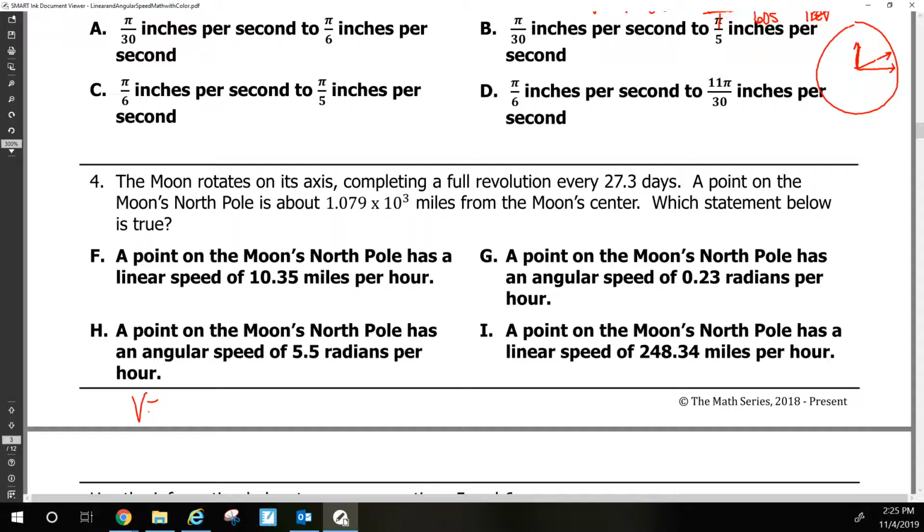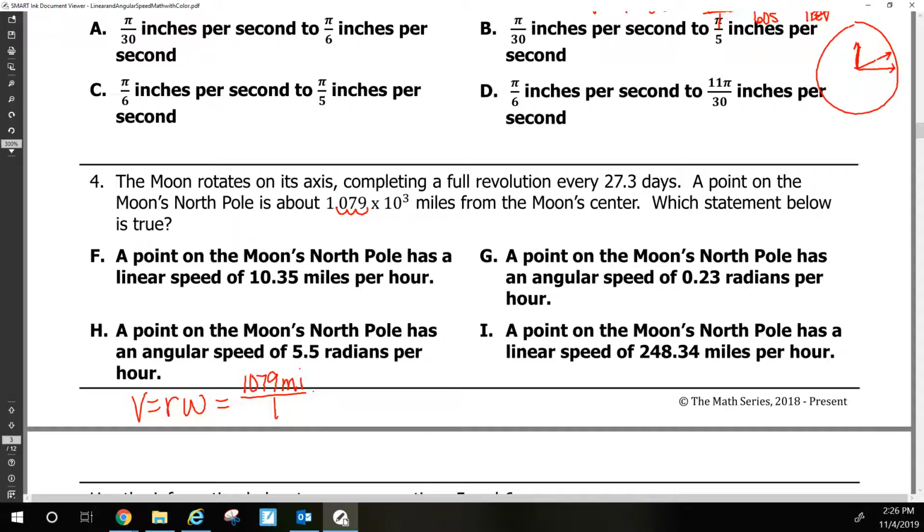So V is equal to R omega, radius times angular speed. What's the radius for the moon? 1.079 times 10 to the 3 miles. Before you start going crazy, what do we know? You guys should know this from science. If we raise it times 10 to the third, that's going to move your decimal places 3 places to the right. So that's the same thing as 1079 miles.